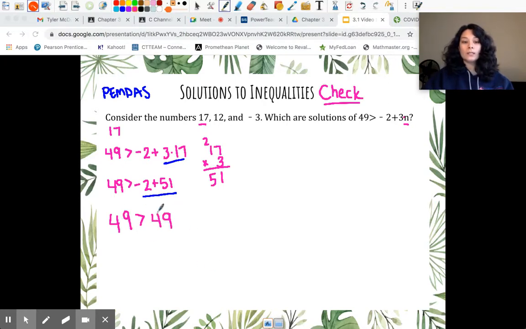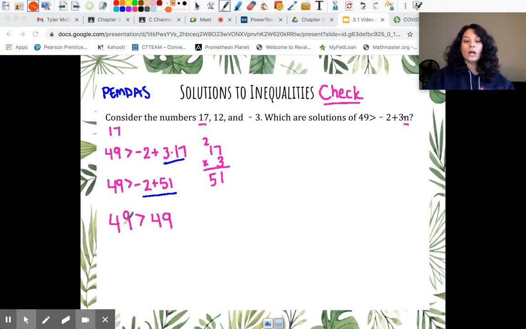So you may be thinking, oh, I'm getting the same number on both sides. My check is working out. Therefore, this number is a solution. Pump the brakes. It's not an equation. It's an inequality. We have to read what it says and ask ourselves, is it true?